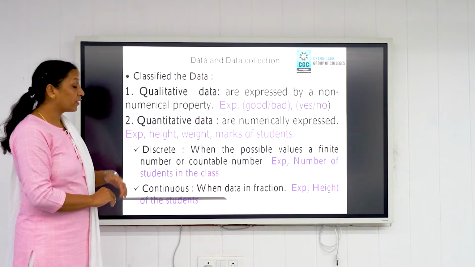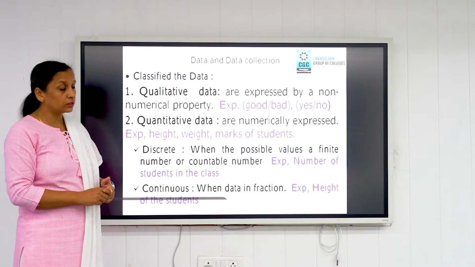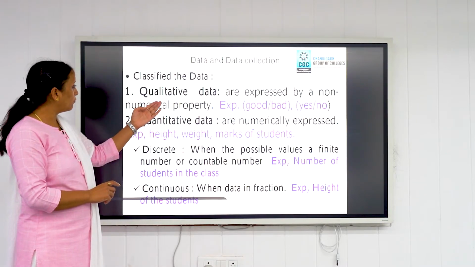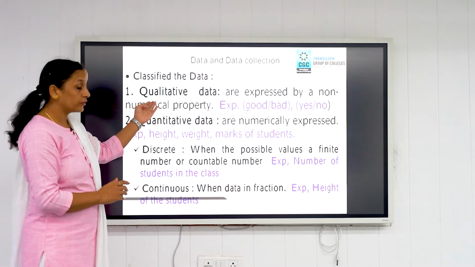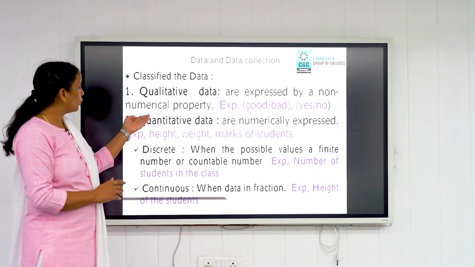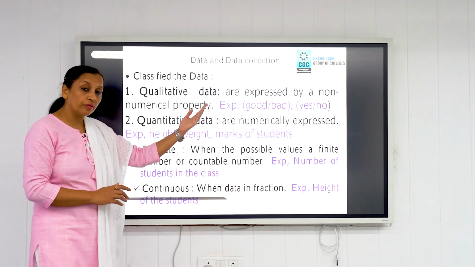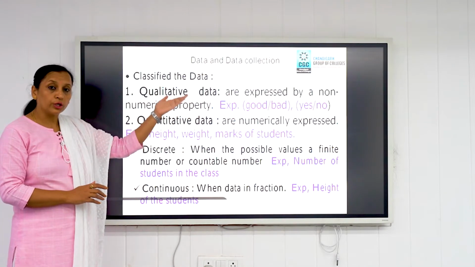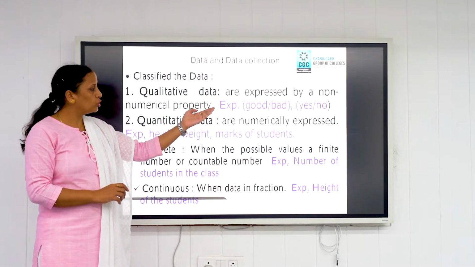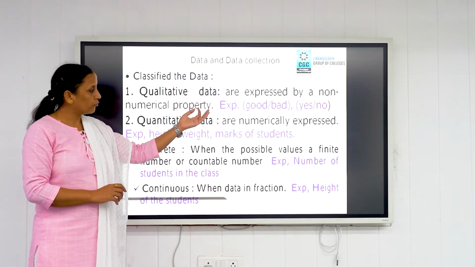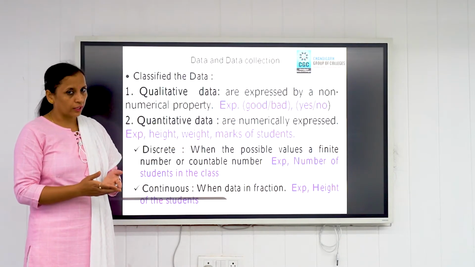Now I have said in the previous slide that data should be in numerical form only, but here, when we collect the data in qualitative form, it is called qualitative data, like good, bad, and yes, no. So how will we use this data in statistical form? We can give the good and bad numbers, like 1 for good and 0 for bad, and we can use that data for statistical purposes.